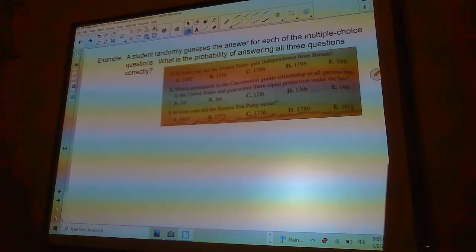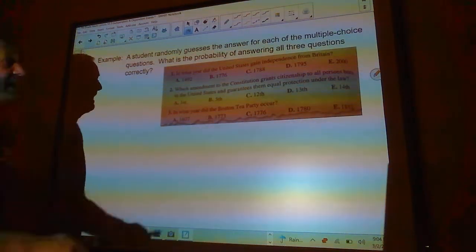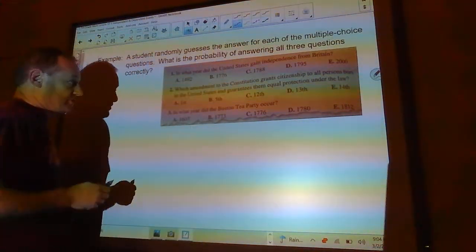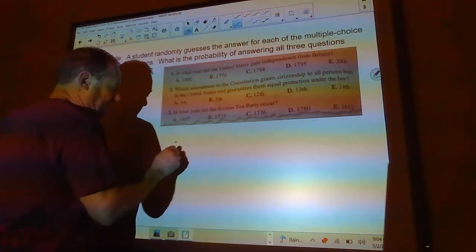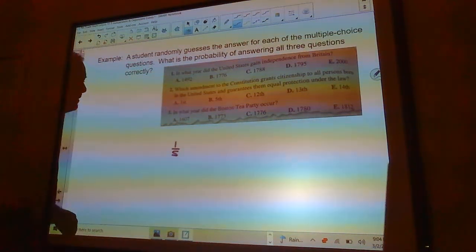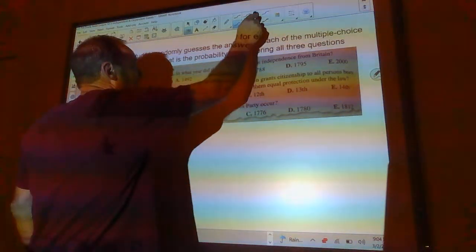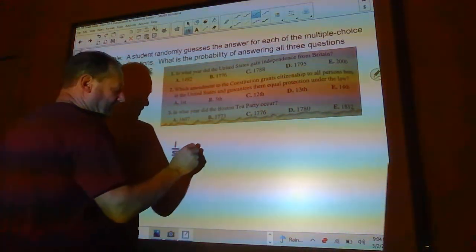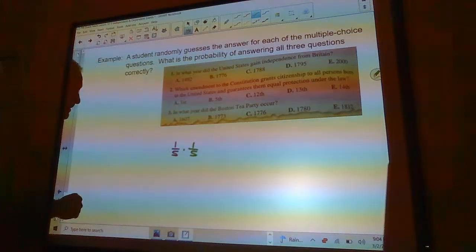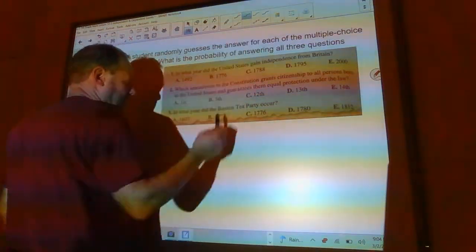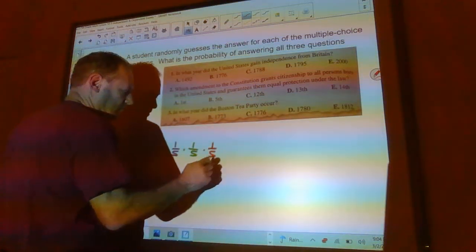A student randomly guesses the answer for each of the multiple choice questions. What is the probability of answering all 3 questions correctly? I've got 5 choices in the first question, so the probability of choosing randomly and getting it would be 1 in 5. The second question also has 5 choices. They are not dependent on each other, so again, I have a 1 in 5 chance of picking it at random. And the same goes for the third question. It's also 1 in 5.